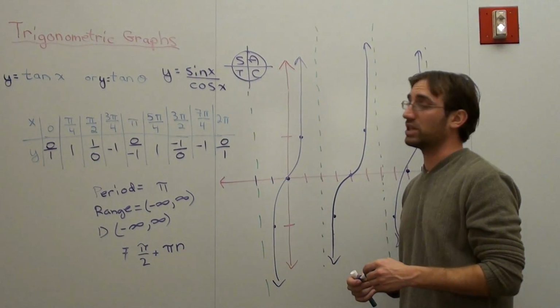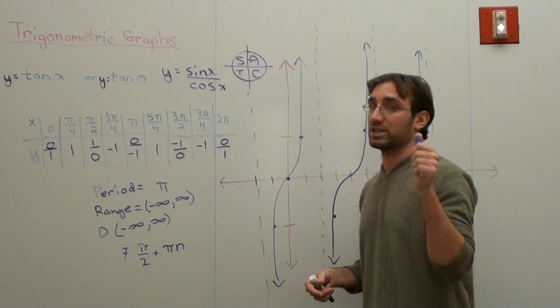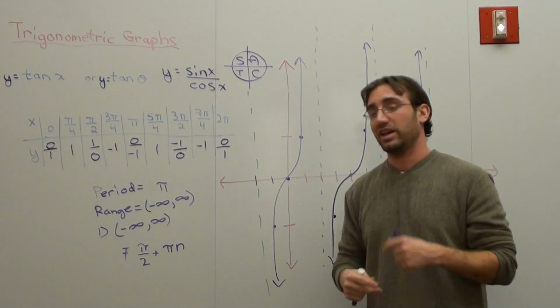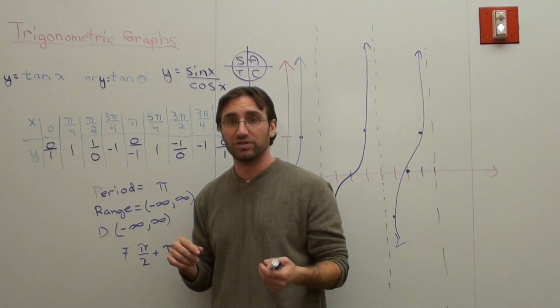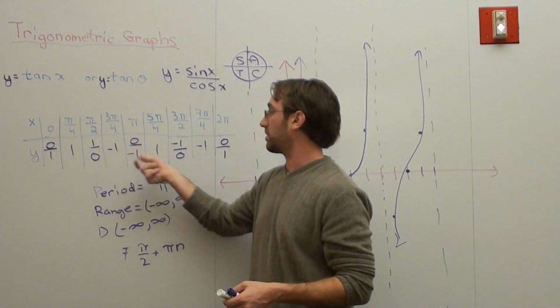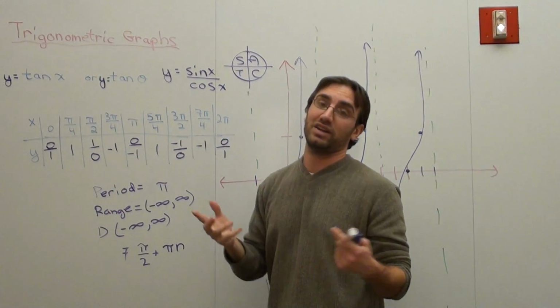So with that said, I hope that was helpful. What we're going to explore next is the cotangent graph and see how that works. The cotangent is the reciprocal function of tangent. So what I'm going to be doing is flipping all the values and seeing how that affects our graph.